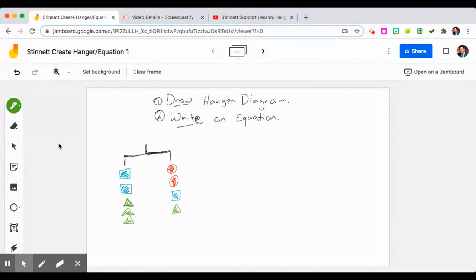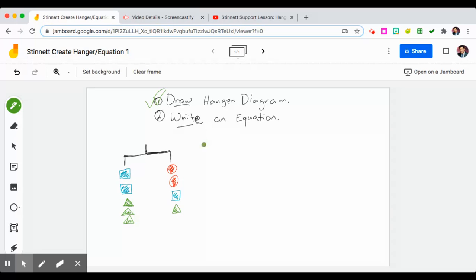Now let me see if I want to write my equation for it. So here's my hanger diagram. I've got that, so check that off. Done. And then if I want to make an equation from this, now I need to put in my variables as they're represented. I'm just going to keep them the same.